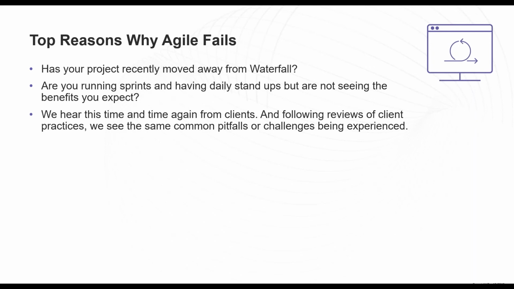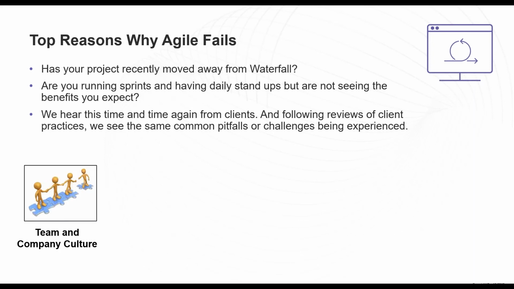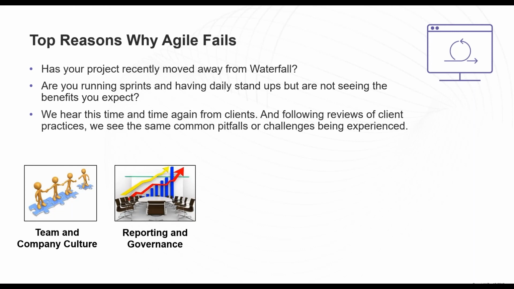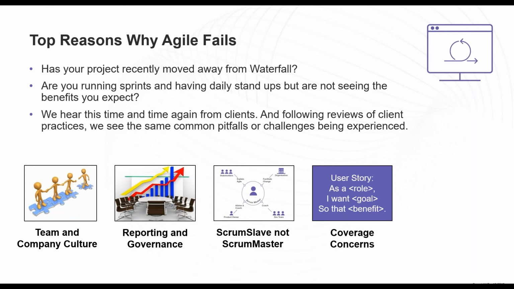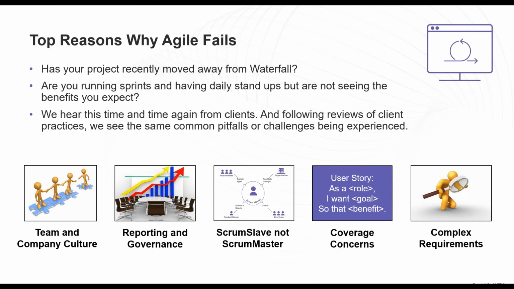These are split into 5 key areas: one being team and company culture, one being reporting and governance, one being Scrum slave, not Scrum master, one being coverage concerns, and one being complex requirements. Over the next couple of slides, I'm going to expand on each of these challenges and also give a little bit of advice on how these can be avoided on your projects. So covering our first challenge, we look at team structure and company culture.